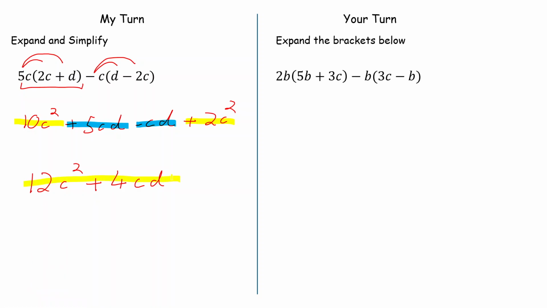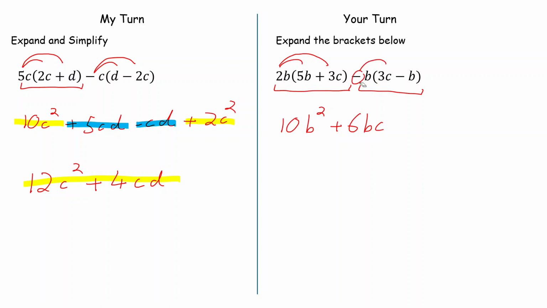Good. So to finish up with, you can give this one here a go, and that's going to be it for this video. So expand the brackets, again look at the first bracket, we've got a 2b times a 5b, or 2 times 5 is 10, b times b is b squared. We've then got a 2b times a plus 3c, 2 times 3 is plus 6, b times c is just bc, 6bc. Second bracket, we've got a negative b times a 3c.